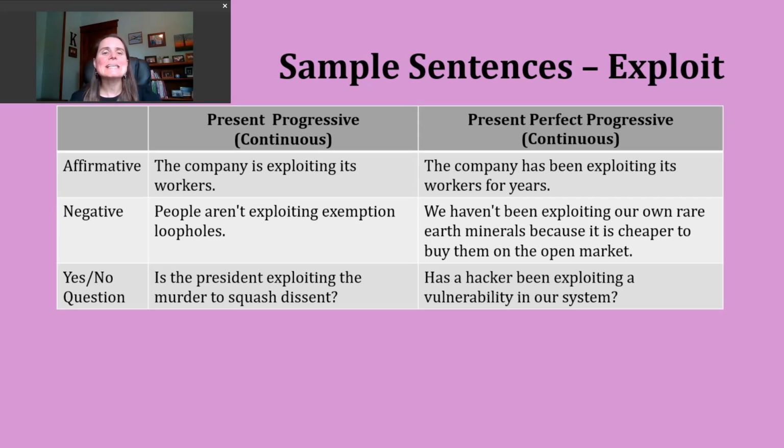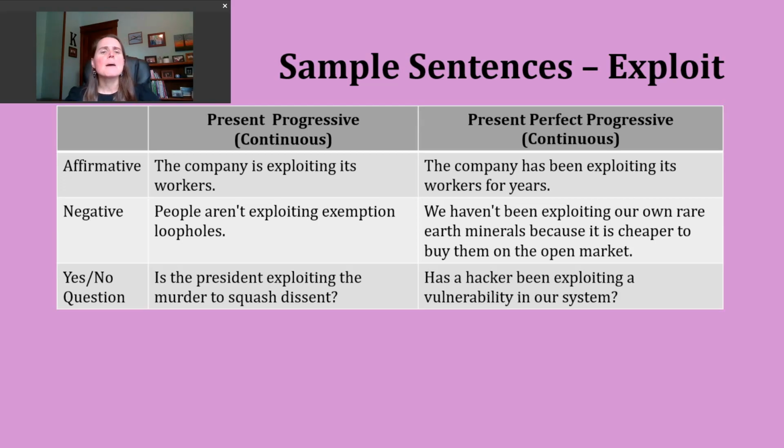Let's take a look at a sentence. The company is exploiting its workers, right? So maybe some kind of labor leader is making a statement like this, suggesting that they are being overworked and or undercompensated. Now, if you want to make a negative present progressive sentence, again, we'll start with our subject, pay attention to it because we need the form of be that matches, so am, is, or are. Then we'll use not, and then the ing form of the verb.